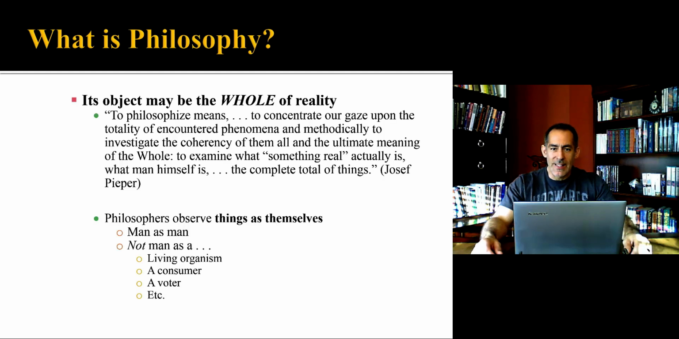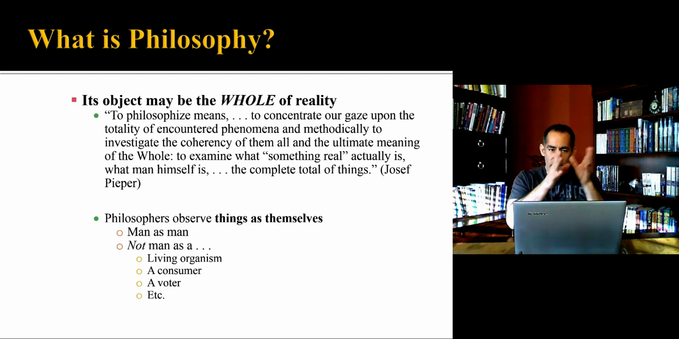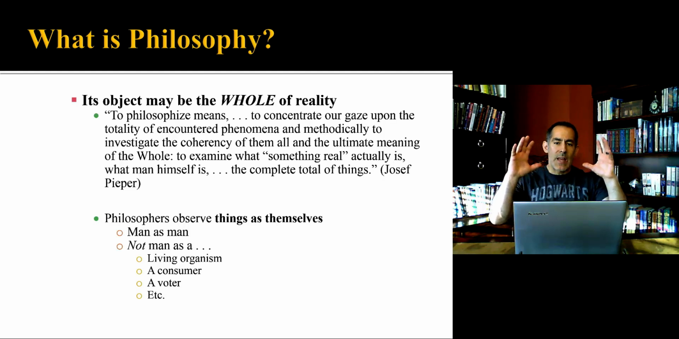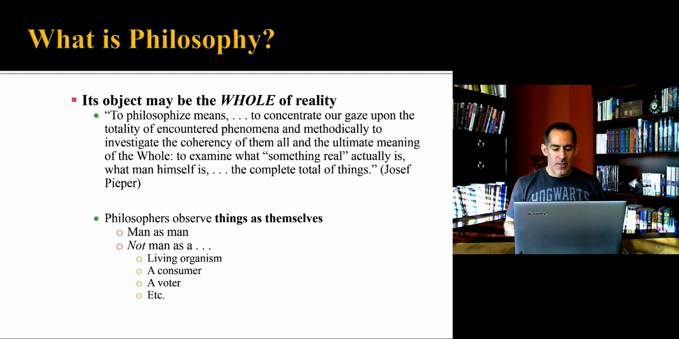Philosophers tend to talk about things in themselves. So where I just used the example of biology, which studies living things, the biologist, as far as studying man, would be interested in man as a living thing. The economist would study man as a consumer or a producer, and so on. But philosophy, when it comes to studying something like man, is interested in not one aspect of man, but man as man. Okay? What does it mean to be human and everything that entails?